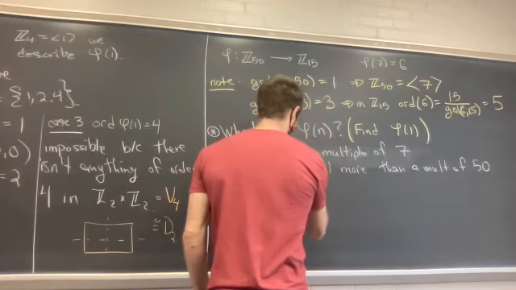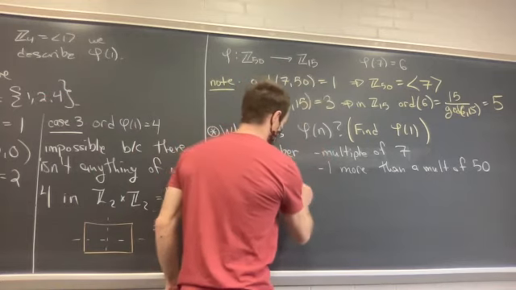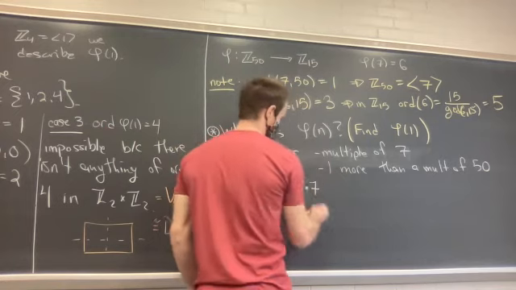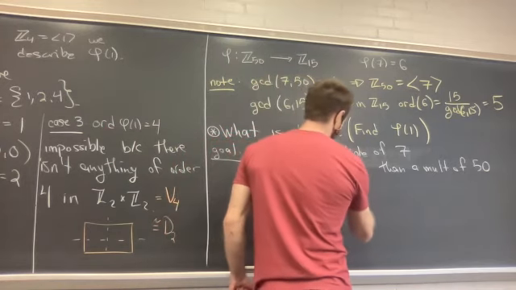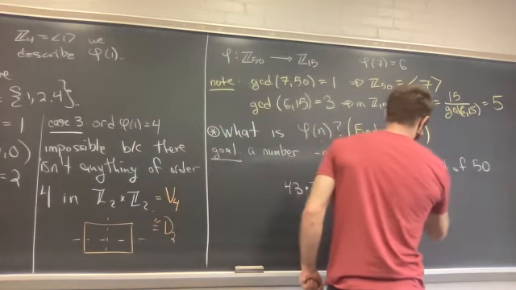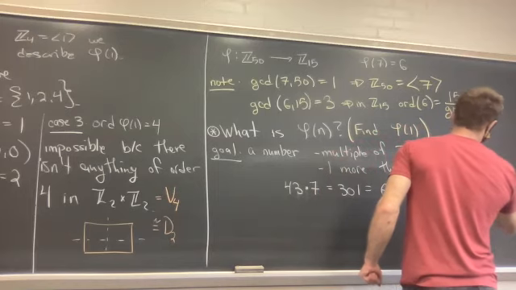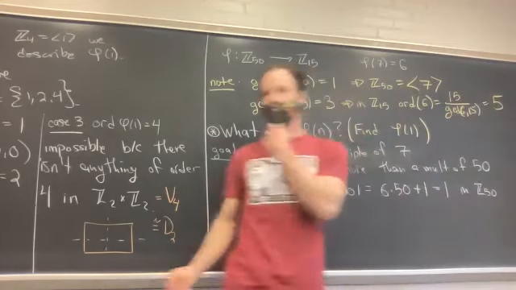So notice that, actually, let's write it like this. 43 times 7 is equal to 301, which is 6 times 50 plus 1, which means it's equal to 1 in Z50.